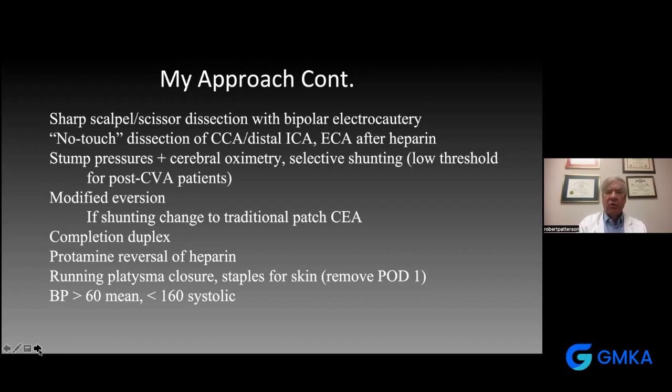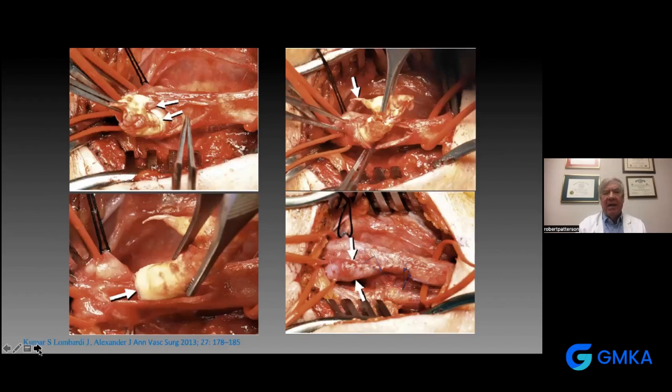This is controversial, but I think most of us that do it feel comfortable that we can better identify any potential technical factors with the reconstruction that could cause it to fail. I use protamine. I only close with a running platysma closure, and I put staples in the skin and remove them on the first post-op day. I try to keep the blood pressure over a mean of 60 and less than 160 systolic in the post-op period.